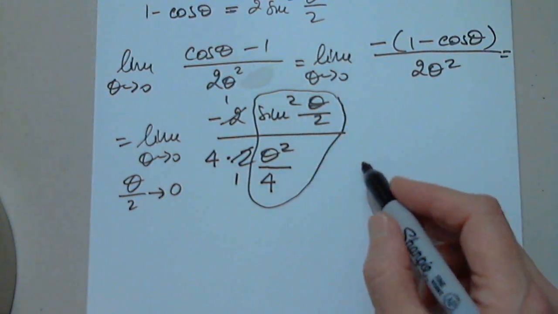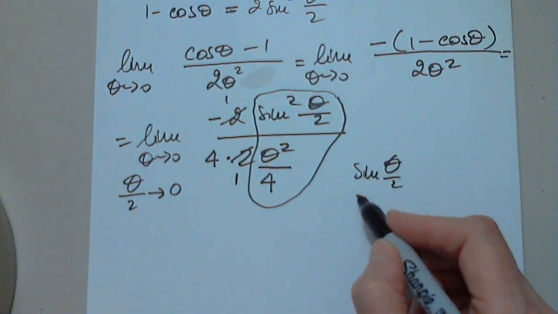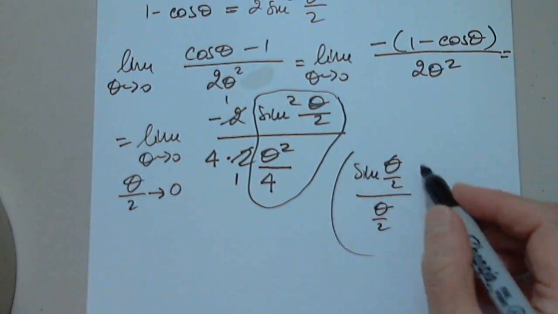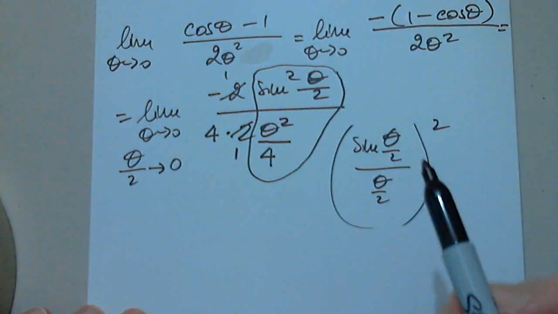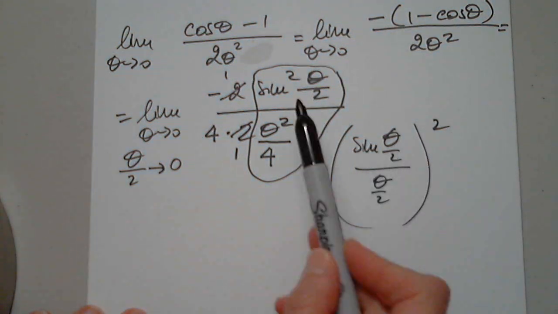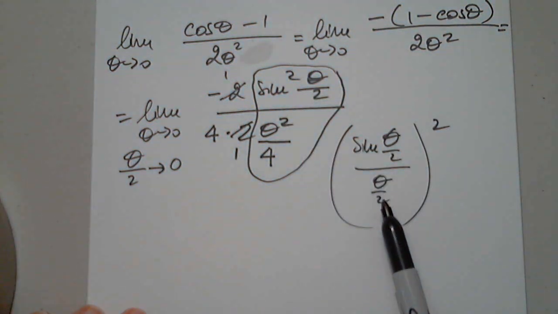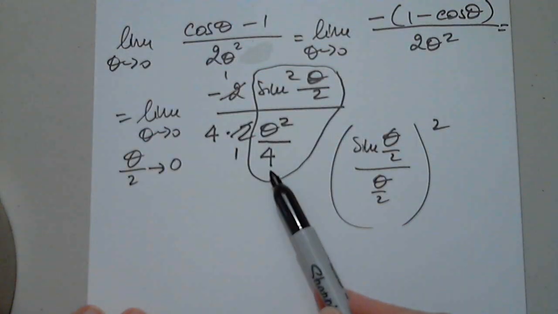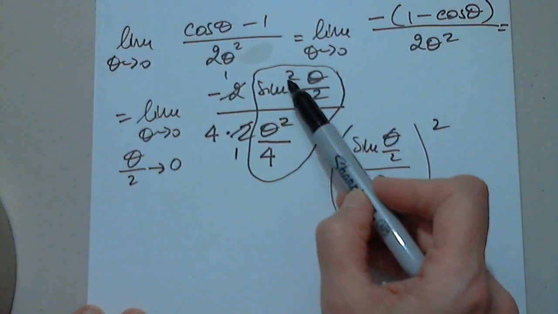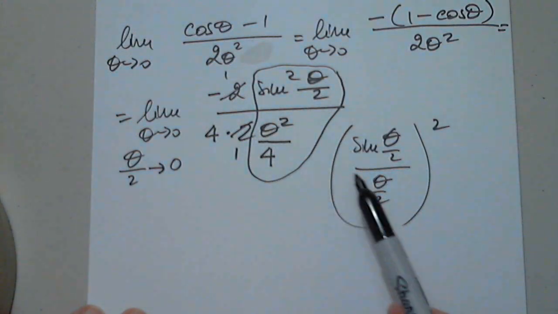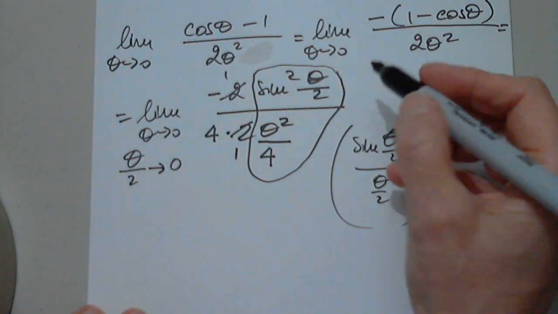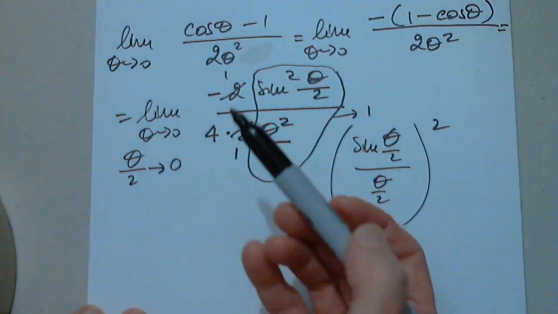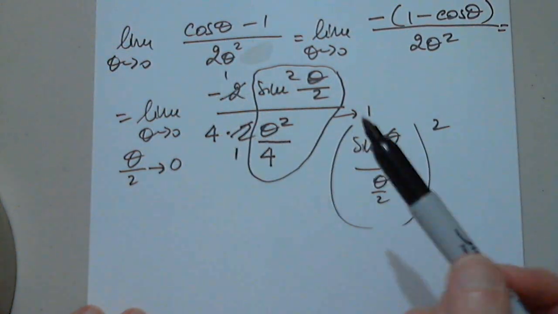Let me rewrite it. Sine theta over 2 over theta over 2, everything squared. This piece is sine theta over 2 squared, and theta over 2 squared is theta squared over 4. If this one has power 2, then this one has to have power 2. Otherwise, it's not going to be 1. So this piece approaches 1, and I still have -1 over 4.